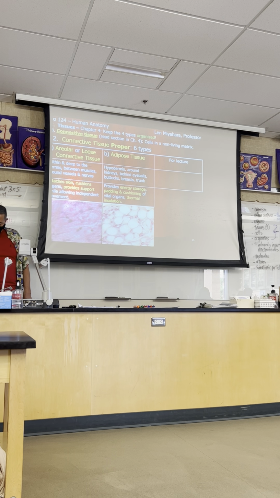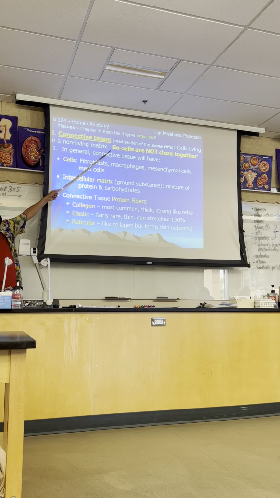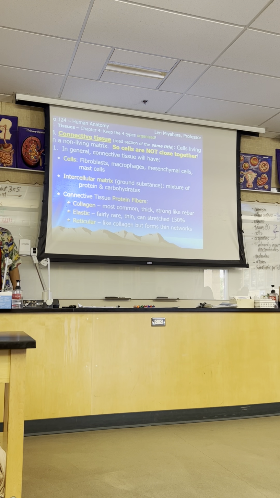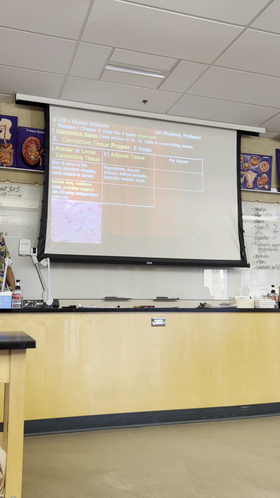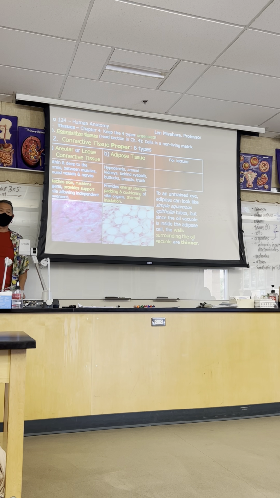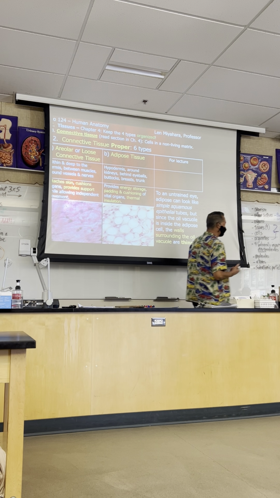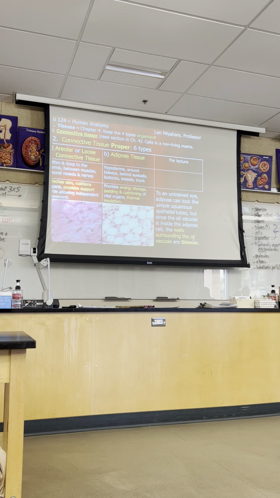Where you put the asterisk for cells, so cells are not close together, except asterisk. And that asterisk goes on adipose. This is the only connective tissue where the cells are touching. But fortunately for you, adipose is easily identified because they look like extremely thin walled bubbles.